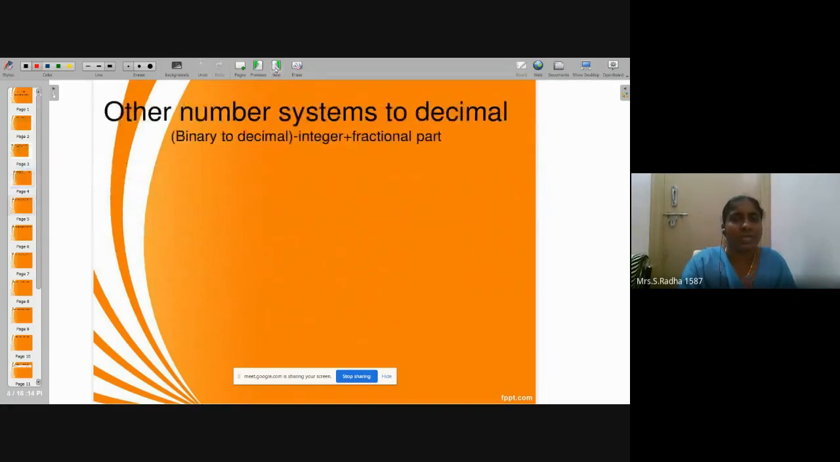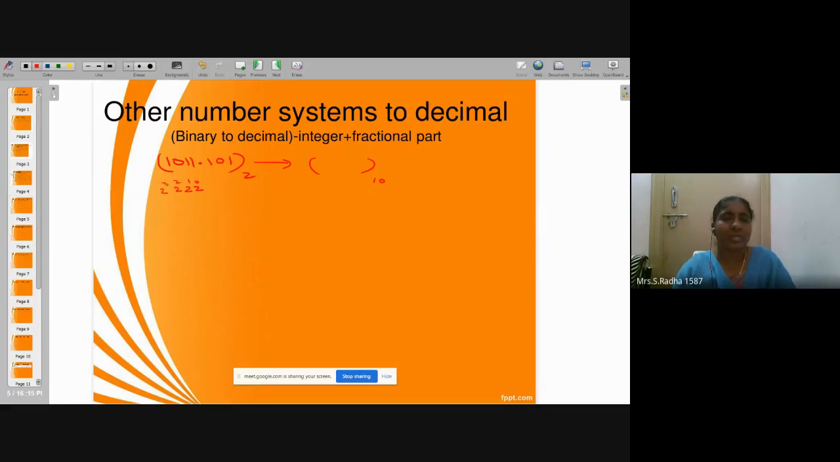Now I am going from other number systems to decimal. If I have a binary value like this, 1011.101, I have to convert this to a decimal value. So what I have to do, you take the base values. This is 2 power 0, 2 power 1, position values, 2 power 2, 2 power 3.